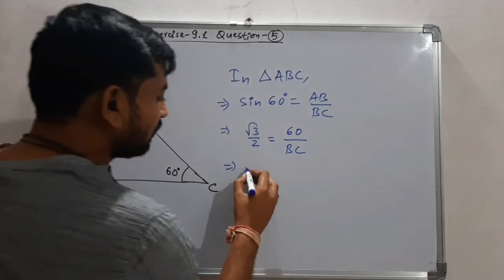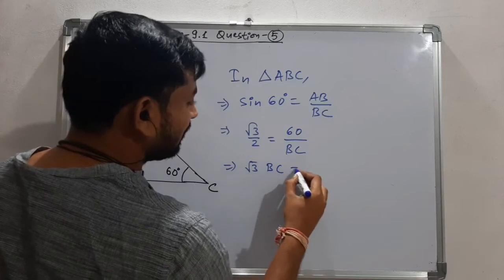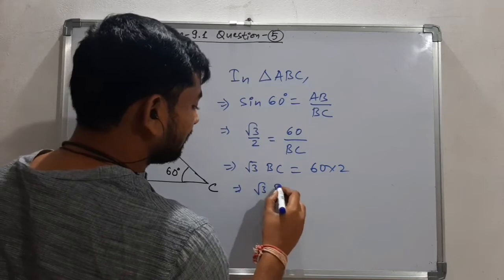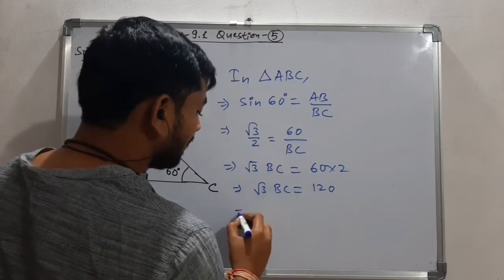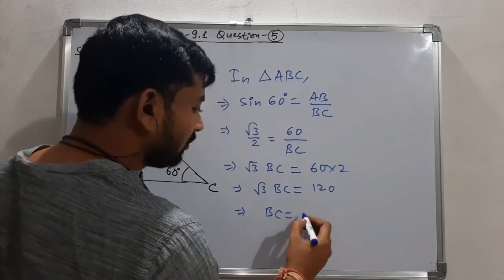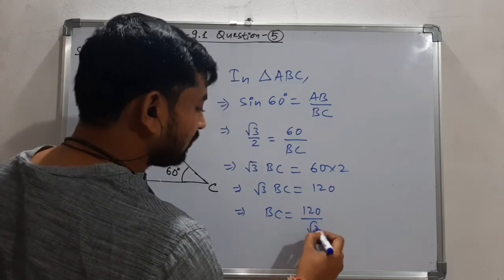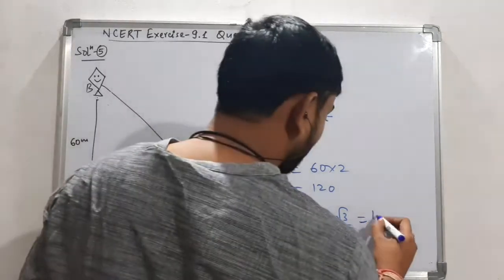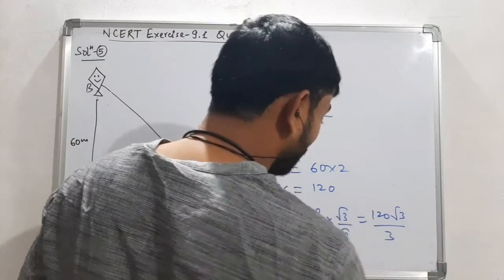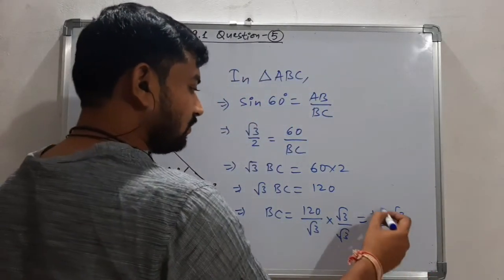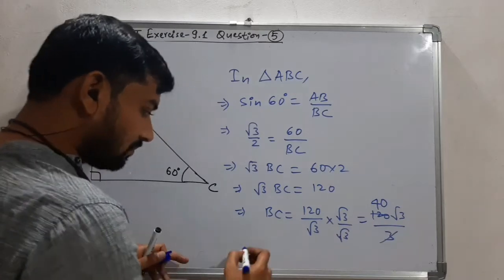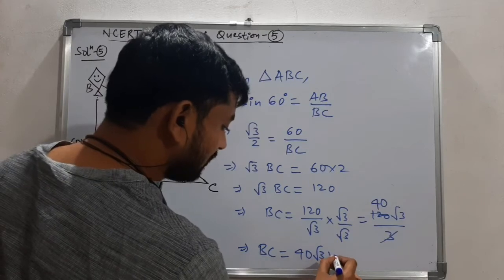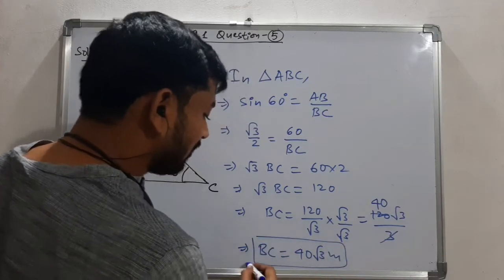If we cross multiply this, we will be getting root 3 BC is equals to 60 into 2. So this is what we are getting here, root 3 BC is equals to 120, and from here we are getting the value of BC as 120 upon root 3. Then again we have to rationalize this, so we'll be getting 120 root 3 upon root 3 square, that is 3. Divide this 120 by 3, we'll be getting 40. So the length of string is BC, which is 40 root 3 meter. So this is how we solve.